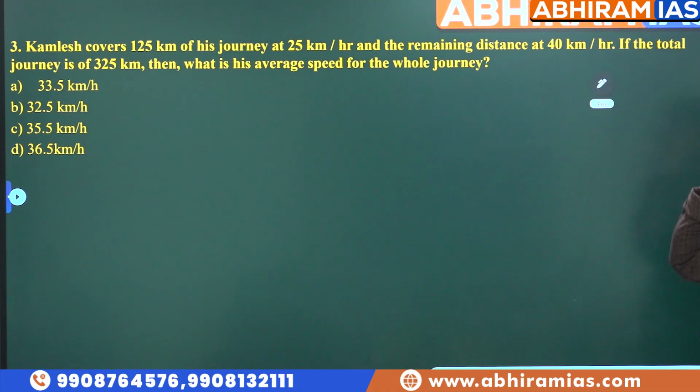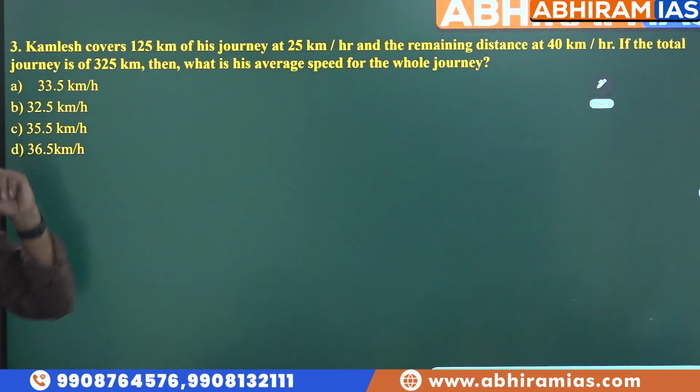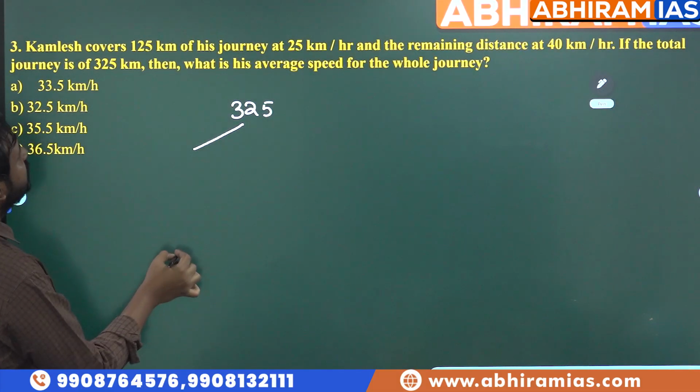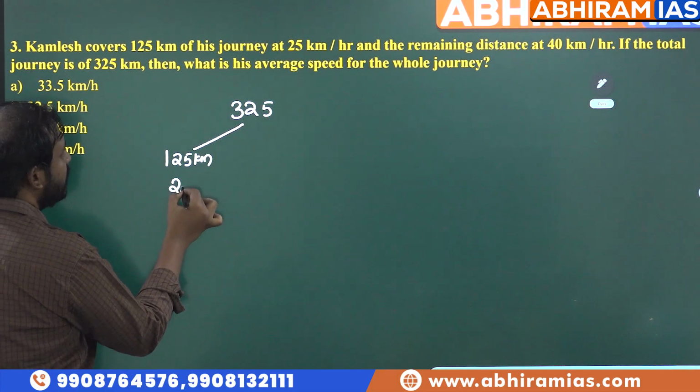Now next one. Now see here. Kamlesh covers 125 kilometers of his journey at 25 kilometers per hour and the remaining distance at 40 kilometers per hour. If the total journey is 325 kilometers, in that he is traveling 125 kilometers with what speed? 25 kmph speed.